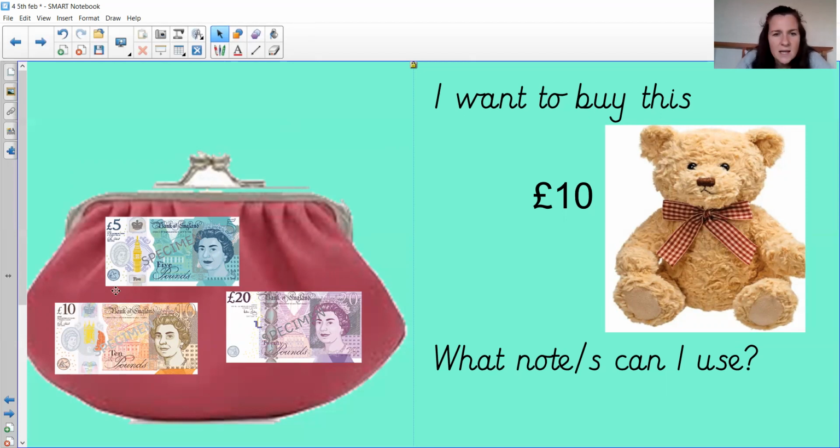Okay, let's go through this. Can I pay with my £20 note? No, because it's too much money. 20 is bigger than 10. So, and we need the exact amount.